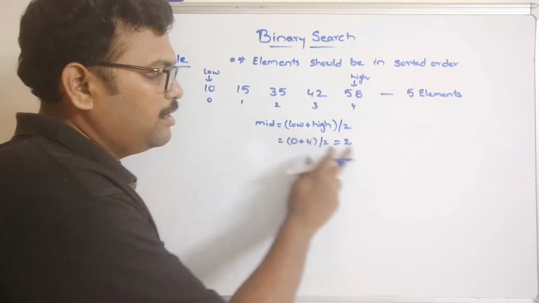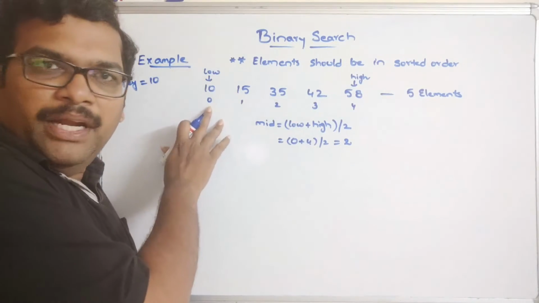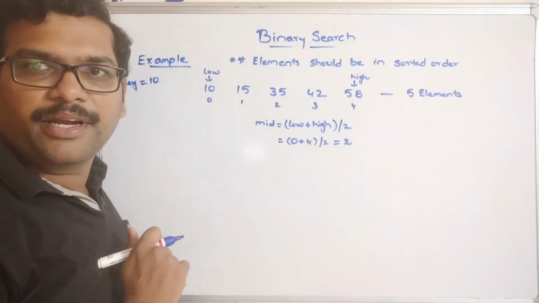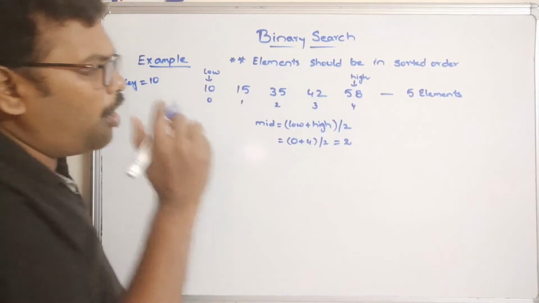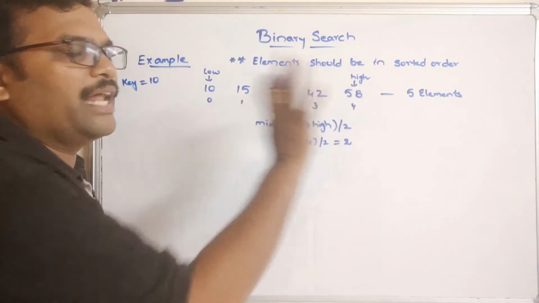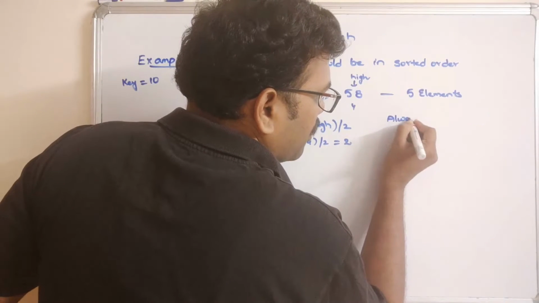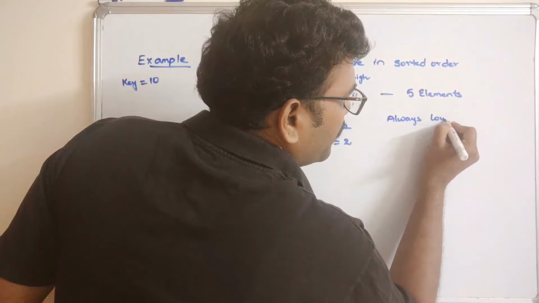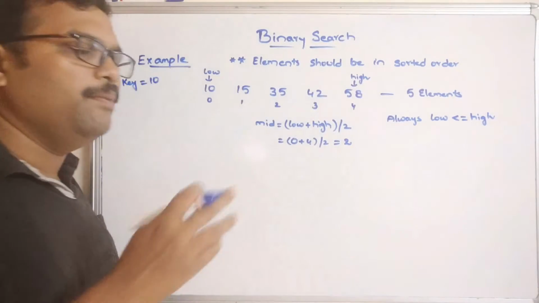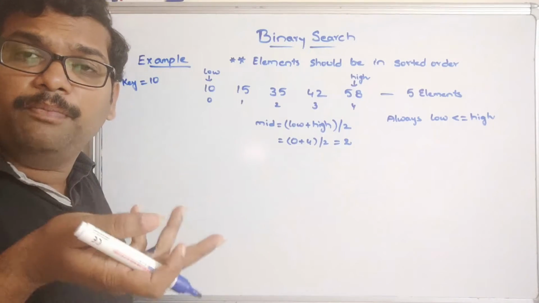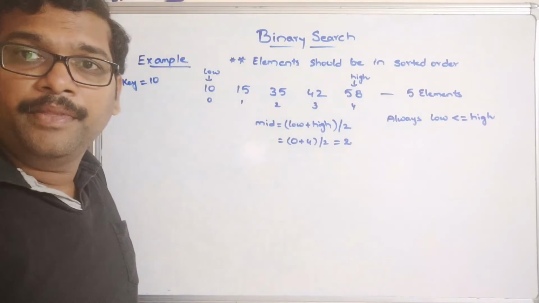Low is the starting element and high is the last element. So we know the process, right? Always low will be less than or equal to high, because if there is only one element, the same element will be pointed to by both low and high. So low is less than or equal to high.